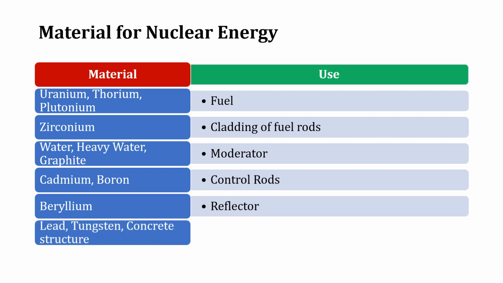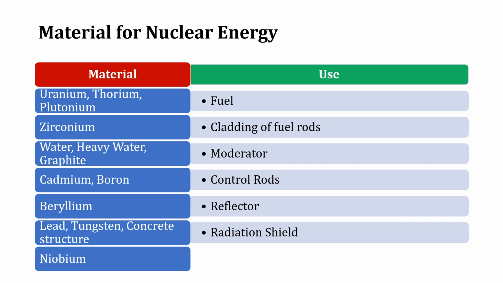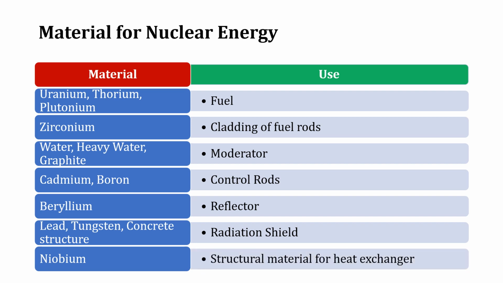Lead, tungsten and concrete structure are used as a radiation shield to absorb the radiation and to protect people from the radiation emitted by the radioactive material. Niobium is used as a structure for the heat exchanger and inclusion of nuclear fuel. So that's all for today.